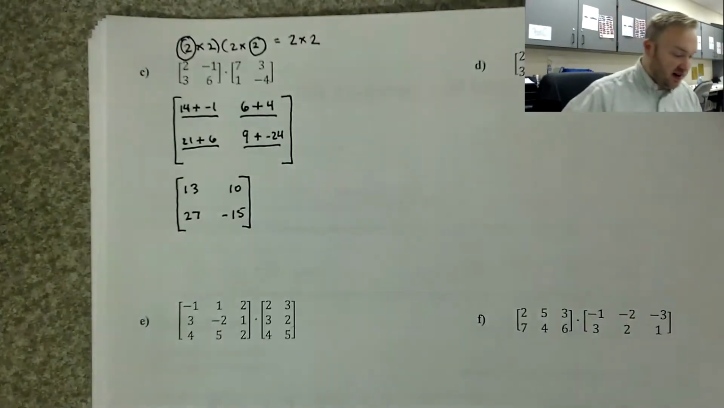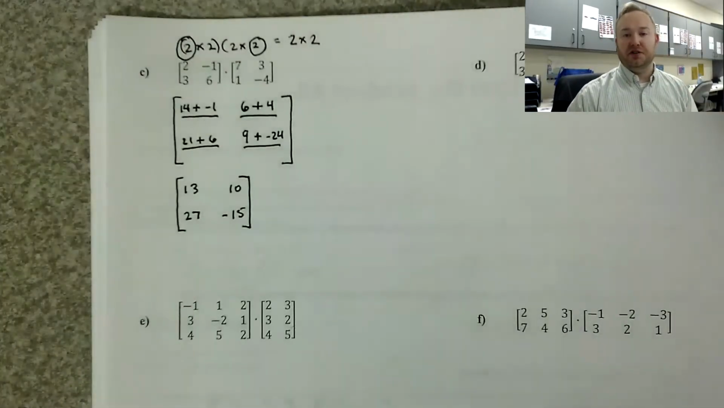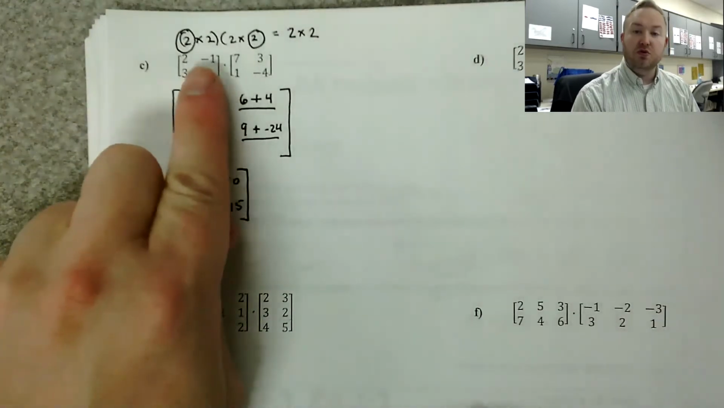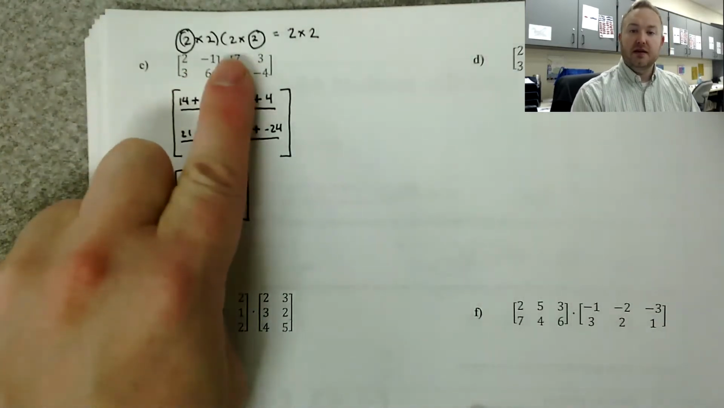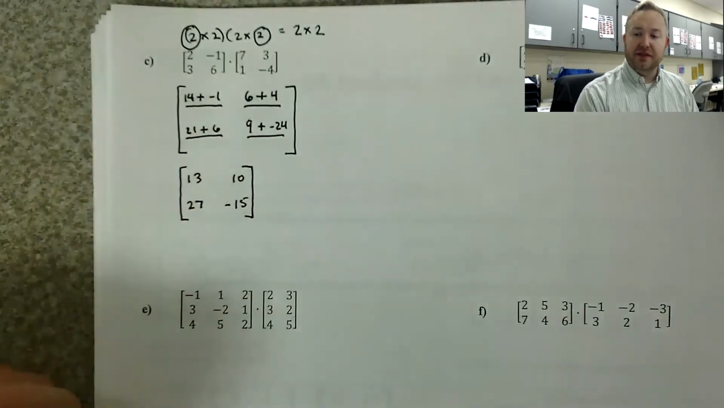Yes, it is. That's right. Okay. So that's the idea of multiplying matrices. We're multiplying rows of the first matrix by columns in the second matrix.